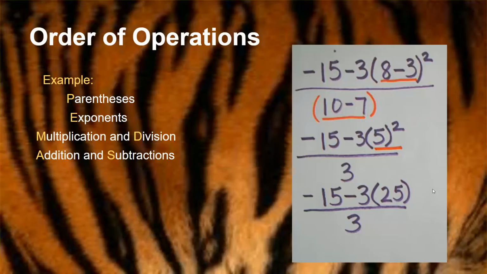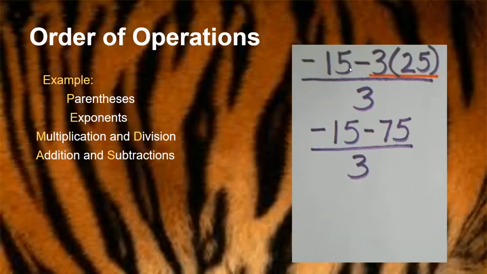Next, go ahead and do multiplication and division from left to right. Well, this is written as a fraction. Since it's written as a fraction, we deal with the top as its own little problem, and then we divide by 3 at the end. So we have to do 3 times 25 first. Well, that's negative 15 minus 75, because that's 3 times 25. And another reason this is a little bit more advanced is we're dealing with negative numbers.